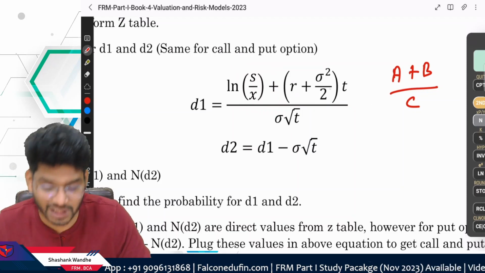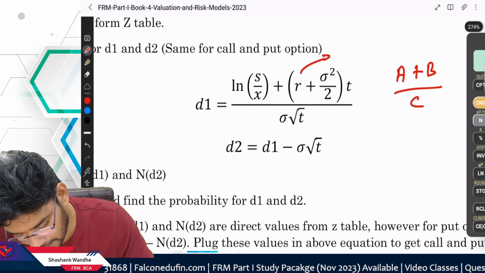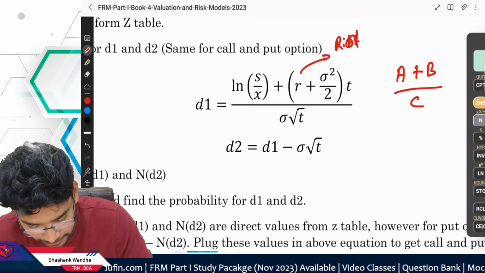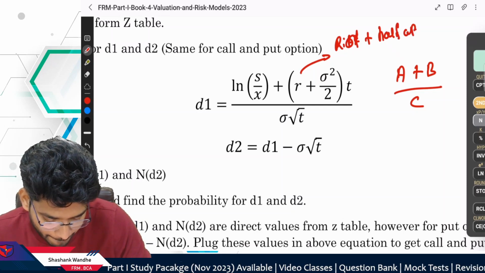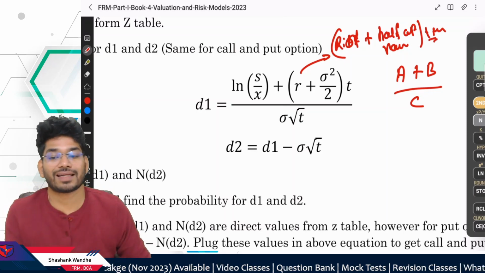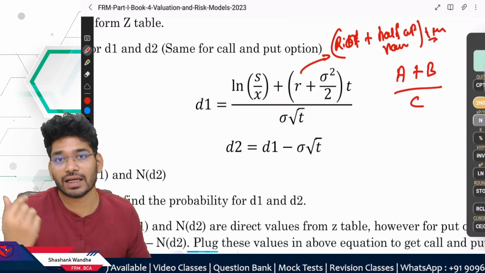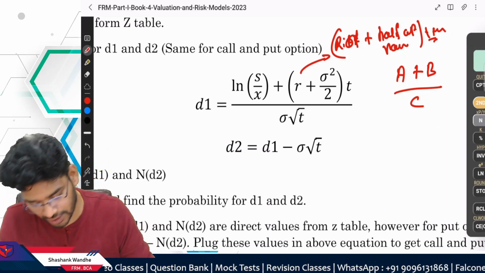R plus sigma square divided by 2. Now how to say this? Say: risk-free rate plus half of variance, time adjusted. Again, repeat this: risk-free rate plus half of variance, time adjusted.